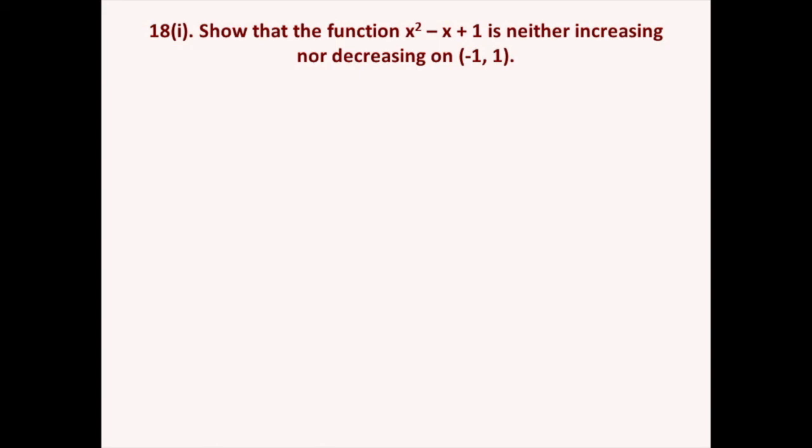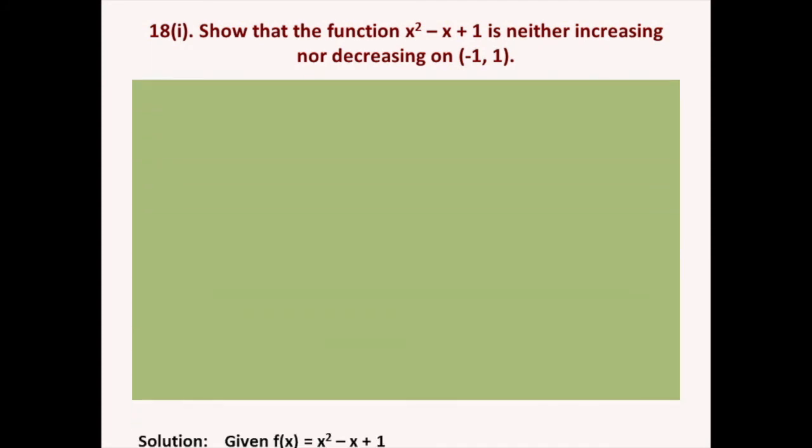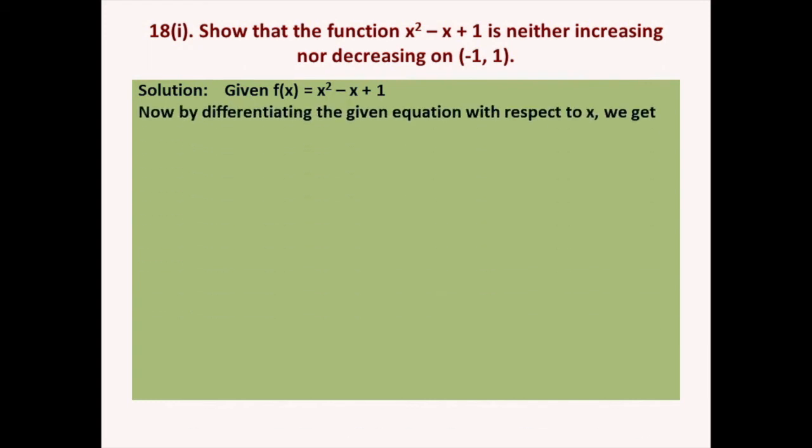Next question now. It talks about x square minus x plus 1 is neither increasing nor decreasing in the interval minus 1 comma 1. Now the function given to me is x square minus x plus 1. When I differentiate, I get f dash x as 2x minus 1, and if I put it equal to 0, I'll get the value of x as half. So half would be a value over here of the domain to be studied with reference to.